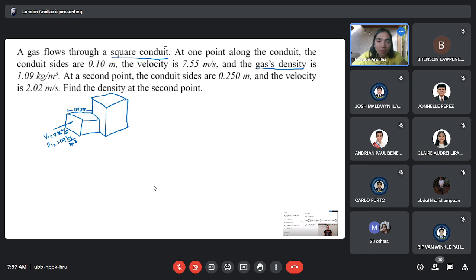Okay, so at the second point, nag-iba yung channel. Lumaki siya. Ang sides naman dito is 0.250. Again, this is a square, so all the sides are equal. So, ang velocity niya is 2.02. We need to find the density at 2. So, again, for gases, the continuous flow can be solved using mass flow rate 1 equal to mass flow rate 2.